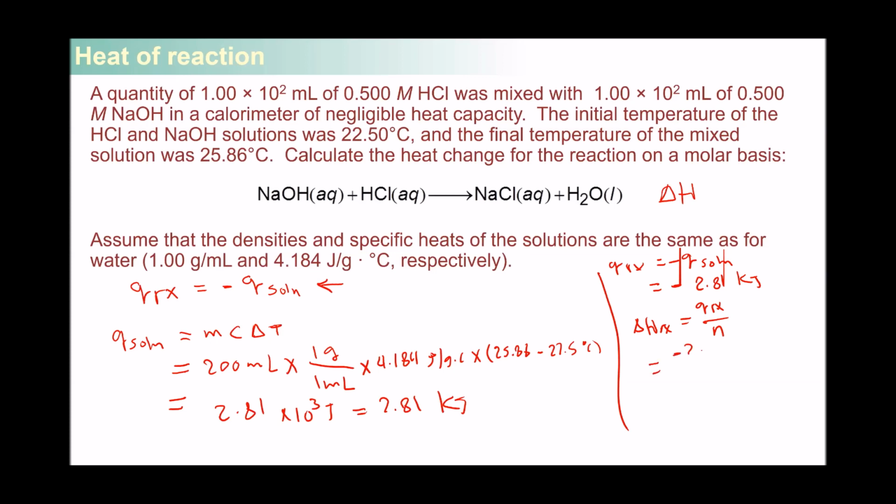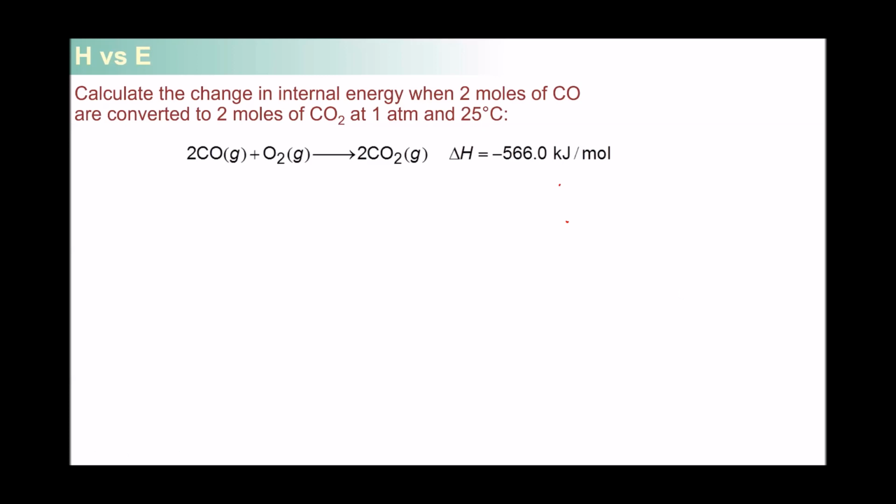So it's going to equal negative 2.81 kilojoules divided by the number of moles of the reaction, which can be calculated from the molarity of the reaction, mole per liter, times the volume of the reaction in liters, 0.1 liters, right? And you calculate this, it gives you the molar heat of the reaction, and it's going to equal negative 56.2 kilojoules per mole.